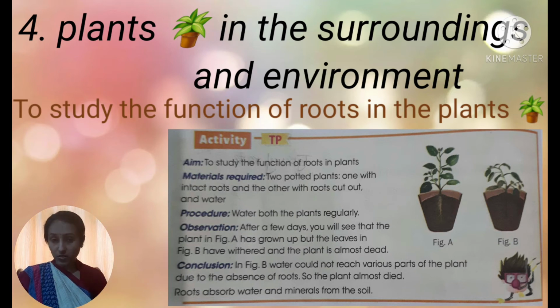What is the conclusion? In figure B, water could not reach various parts of the plant due to the absence of roots, so the plant almost died. Roots absorb water and minerals from the soil. So with the help of this activity, we observed that roots absorb water from the soil and it reaches the other parts of the plants. So these are the two main activities regarding our plants.